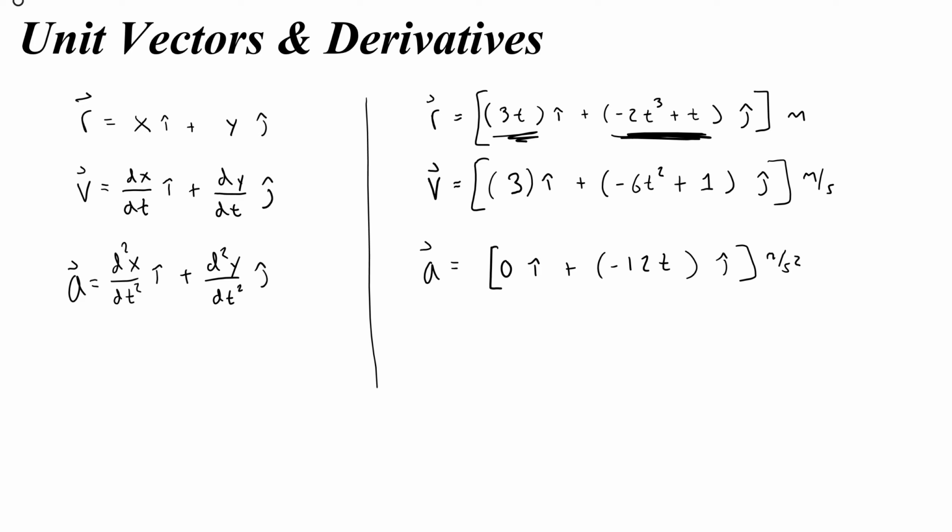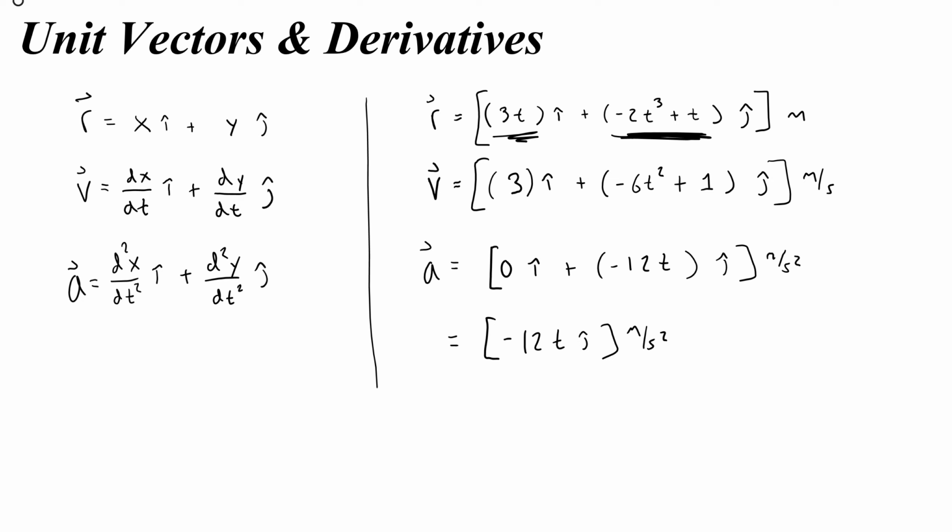Although, honestly, if I was going to try and write as little as possible, I would just not include the i, and I would write negative 12t j meters per second squared. I might just simplify it, write it like that.